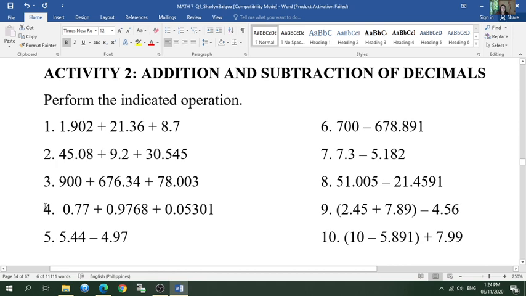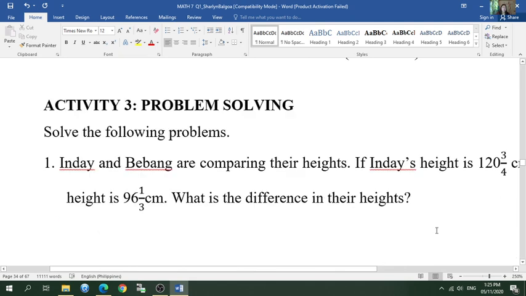Okay. Next, paano naman kaya ito? Unahin mo munang isolve yung 2 and 4500s plus 7 and 8900s. Bago mo siya i-subtract sa 4 and 5600s. Ganon din dito sa number 10. 10 minus 5 and 891,000. Bago mo i-add doon sa 7 and 9900s.